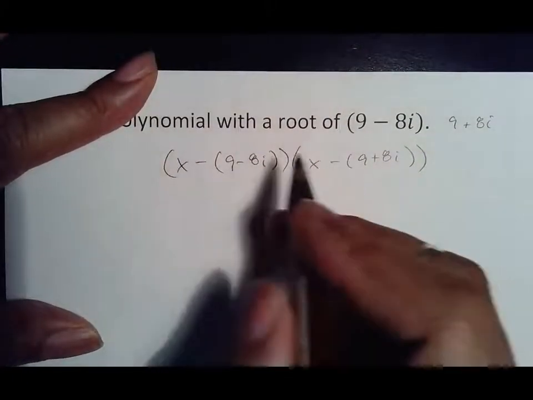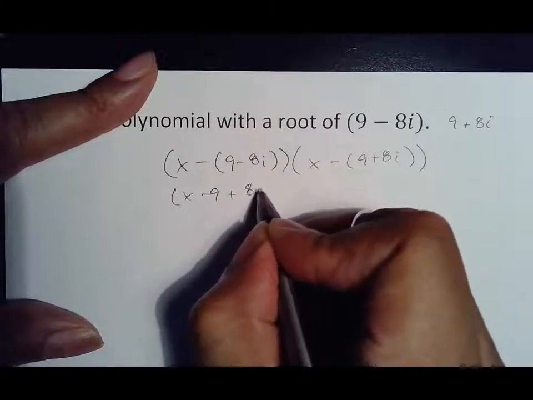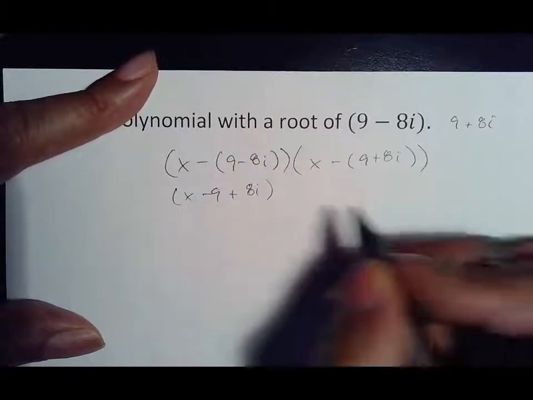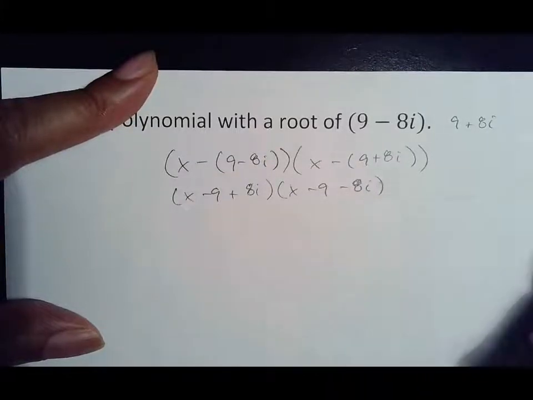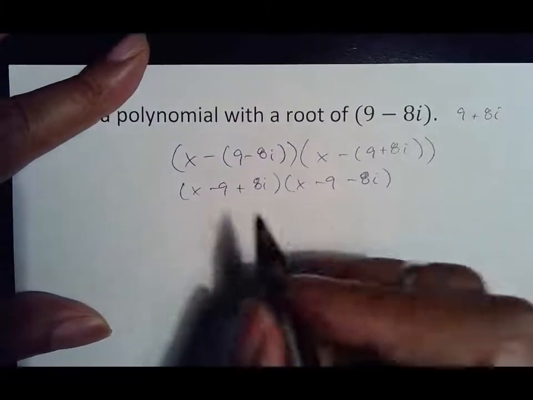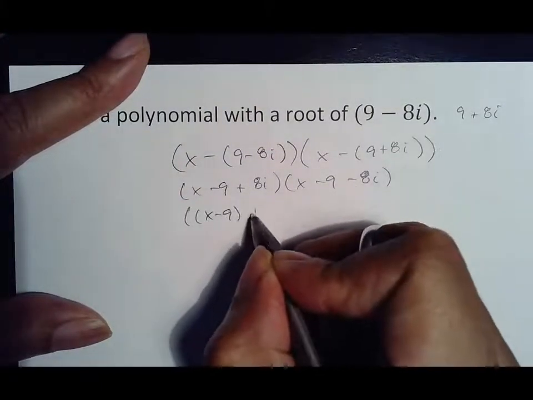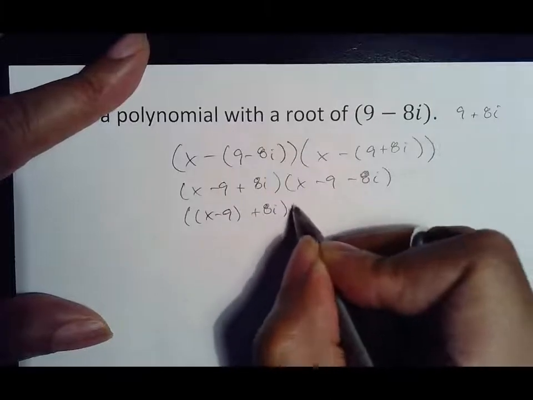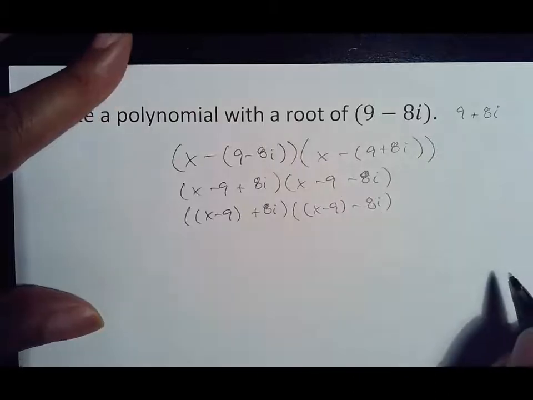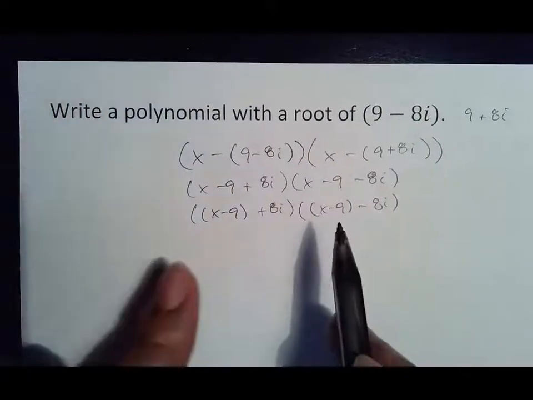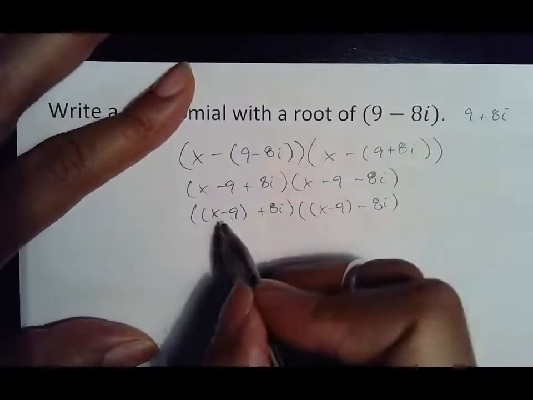We will now distribute the negatives, so x minus 9 plus 8i, x minus 9 minus 8i. Group up the parts that are the same, so x minus 9 plus 8i, x minus 9 minus 8i. This is a difference of squares because you have the same thing being multiplied in both with a plus and a minus, so the middle terms go away.